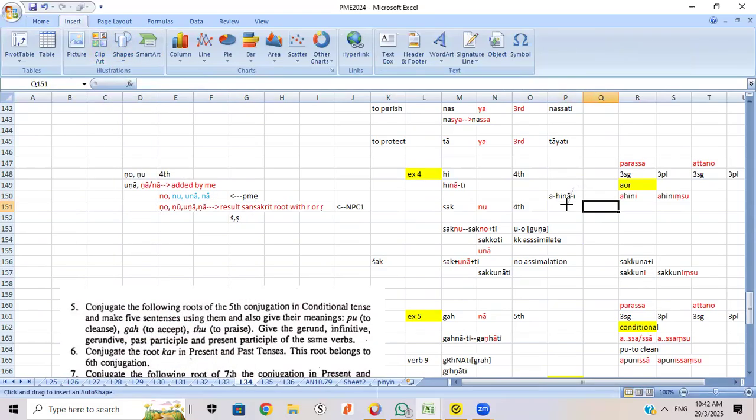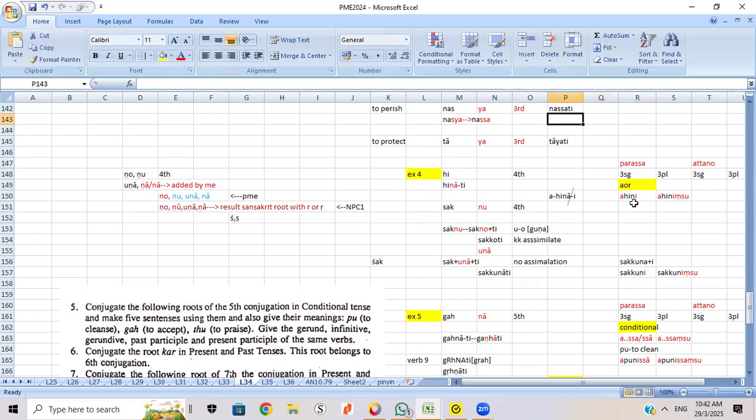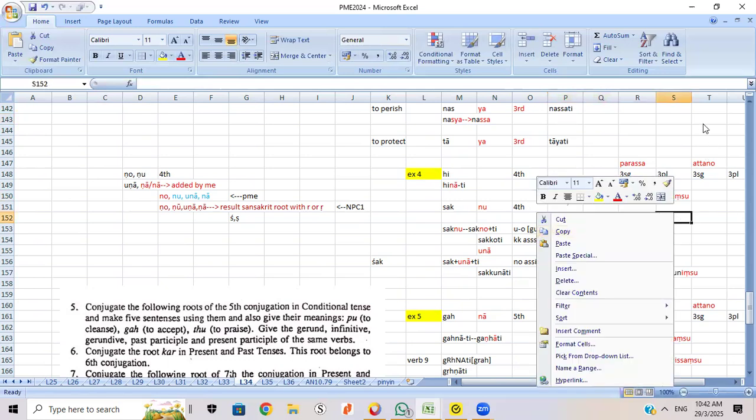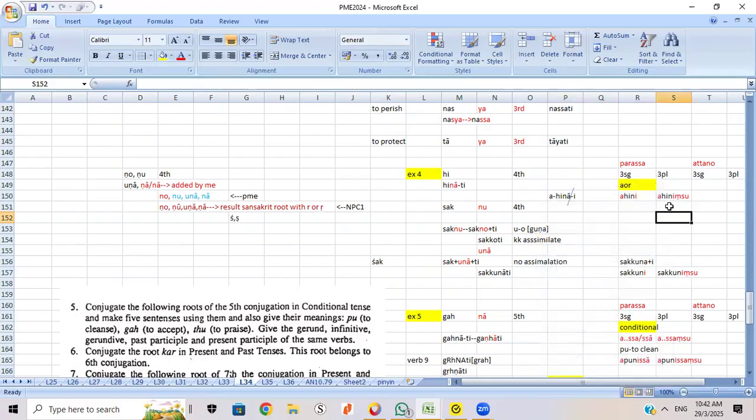This vowel is dropped, deleted. So it becomes ahini. So the ending for third person plural is ahim, ahinimsu. So the important part is to make sure that you are able to construct the third person singular. Once you're able to construct it, the rest you have no problem forming, be it past tense, optative, imperative, anything you can form already. So you have to get this right first. Same for this.